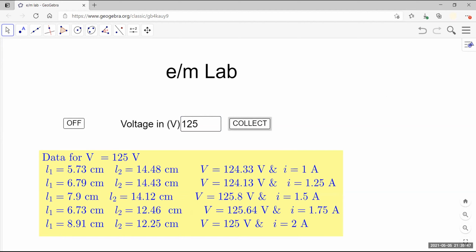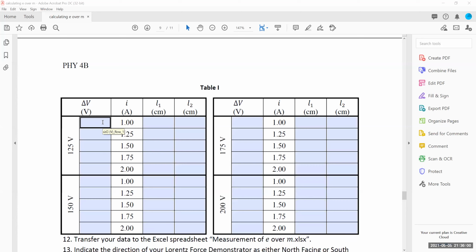So I'm going to stop sharing that screen because all of this data, you should see it on the table. So I'm going to put it on the table first, share the PDF file. So it's giving me delta V, the accelerating voltage, the first one, 124.33. I'm going to put 124.33 in here. This is for 1M. It's giving me L1 to be 5.73 centimeters, and it's giving me L2 of 14.48 centimeters.